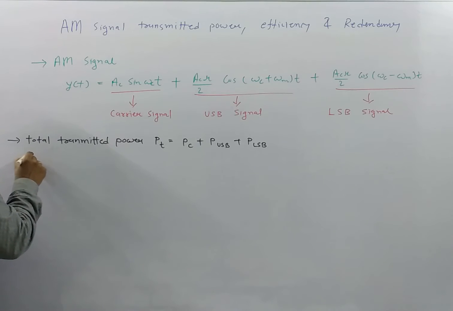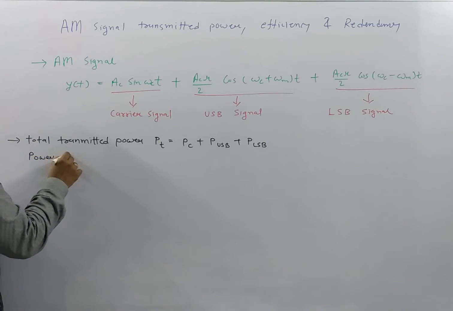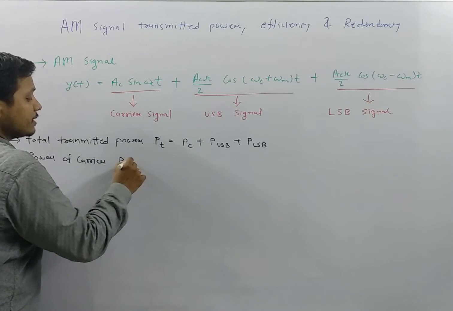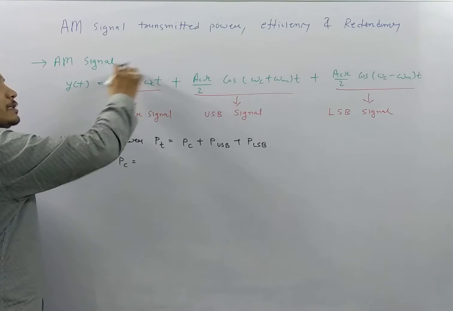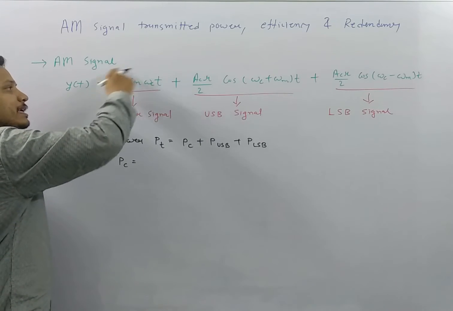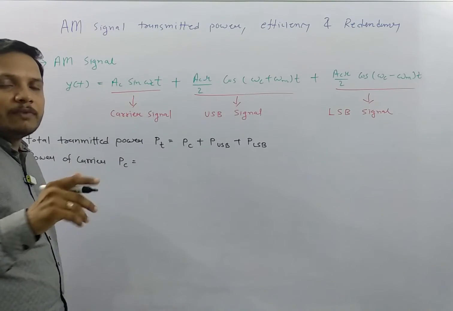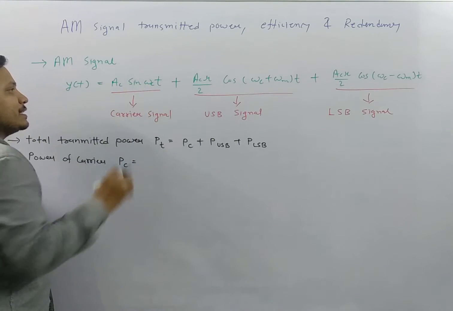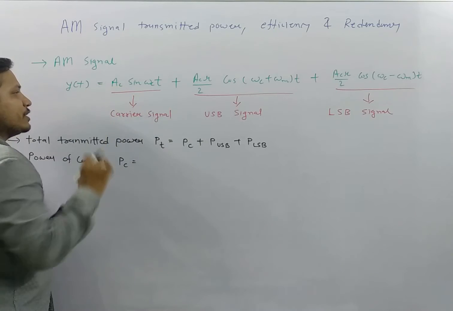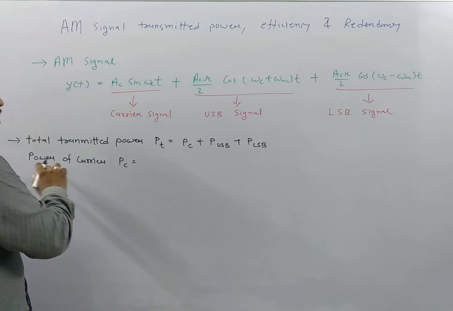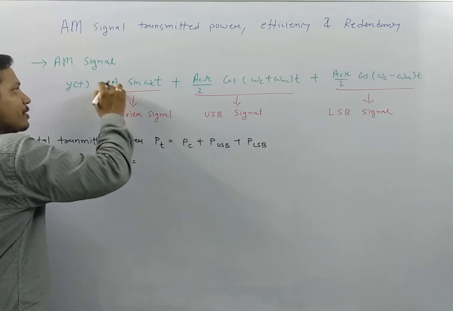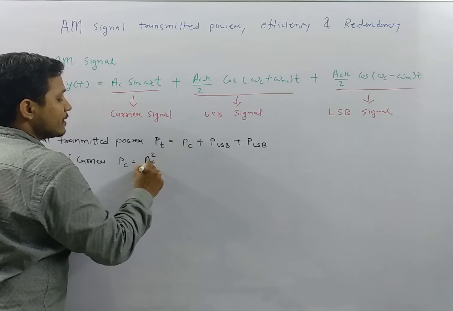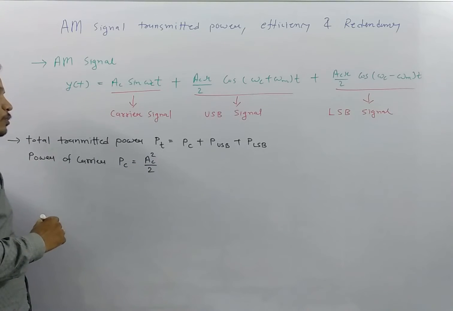Now I'll explain how to calculate power of carrier signal. Power of carrier signal, that is Pc, is based on this signal. Whenever you see any signal based on frequency component, like here Ac sin ωct, where ωc is carrier frequency and Ac is amplitude of carrier signal, power of carrier signal will be square of this amplitude divided by 2. So that will be Ac²/2.